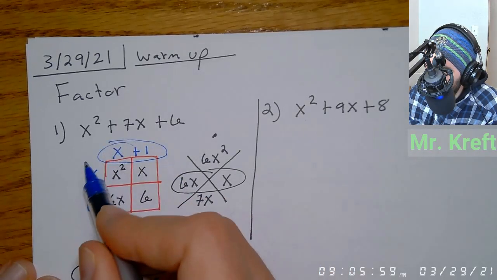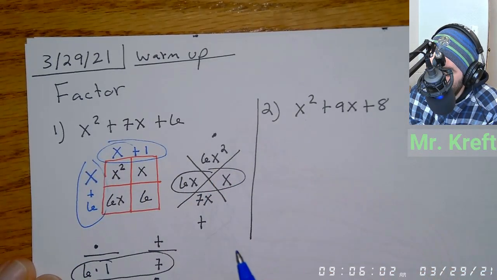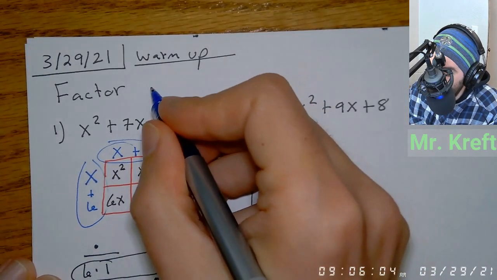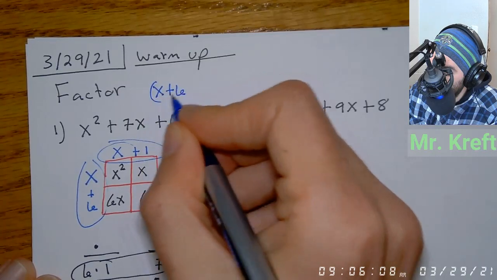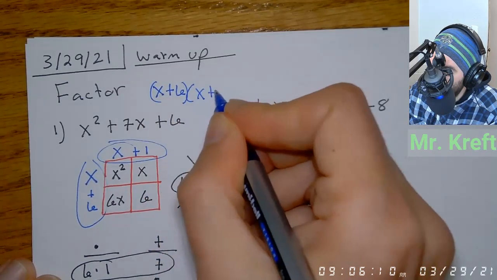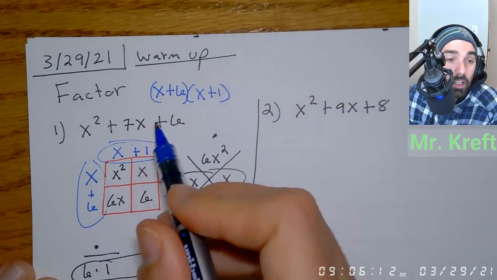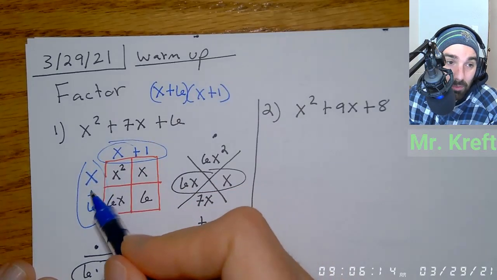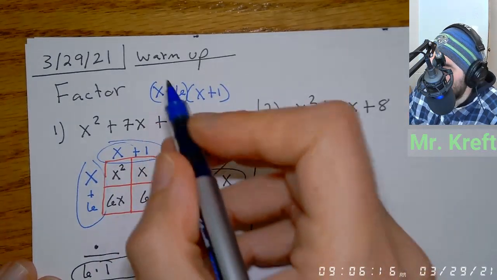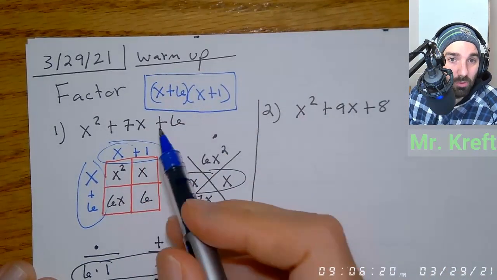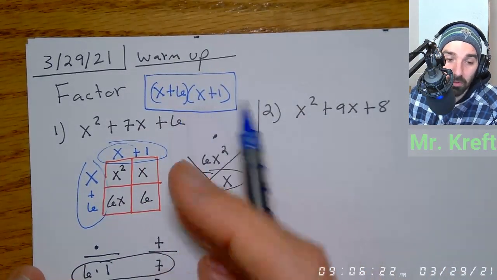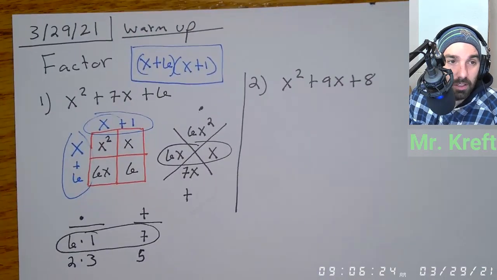So I'm going to take these two, and I'm going to write that out as my answer. So my answer is going to be, and again, the order doesn't matter, so I'm going to have x plus 6 times x plus 1. And when I say order doesn't matter, if you wrote x plus 1 times x plus 6, that's also correct. Okay, so it doesn't matter which factor comes first, right? So if the x plus 1 comes first, that's totally fine.